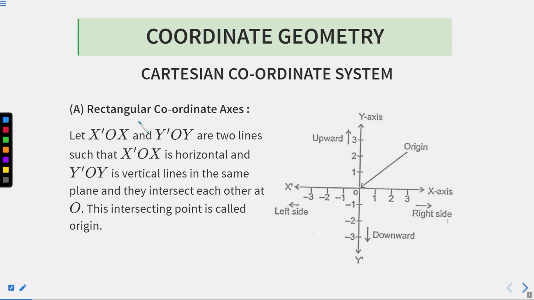Now let's understand better what rectangular coordinate axes mean. In the rectangular coordinate axes, if you see the image, we have two lines named the x-axis and the y-axis. These are the two lines.